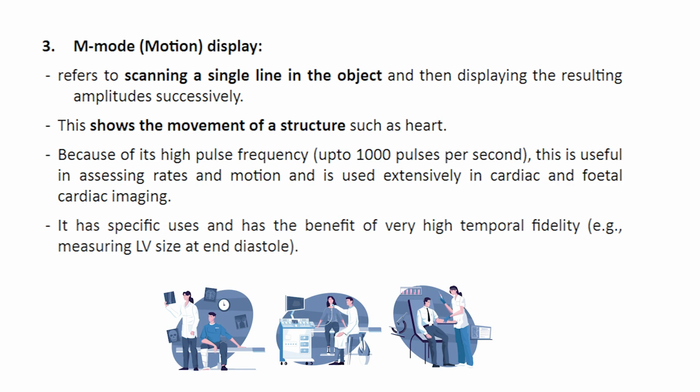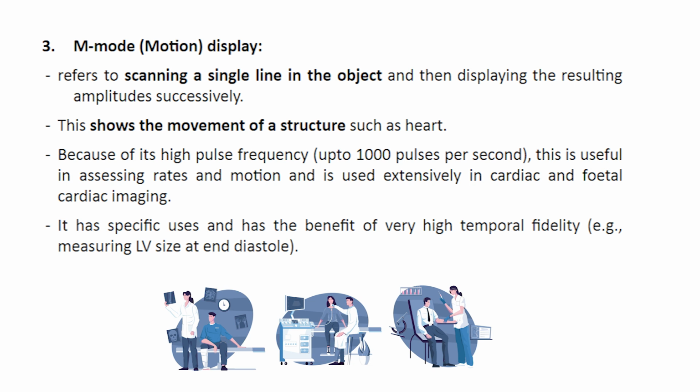Third mode is M mode, we call motion mode display. It refers to scanning a single line in the object and then displaying the resulting amplitudes successively. This shows the movement of a structure such as the heart.